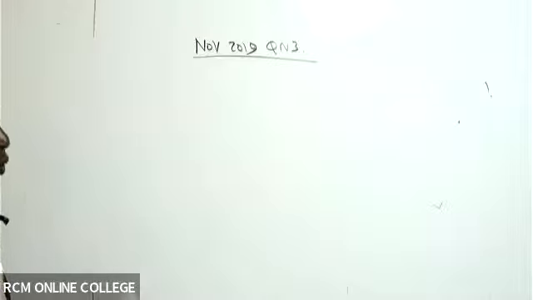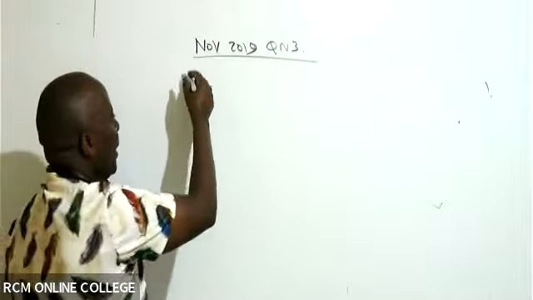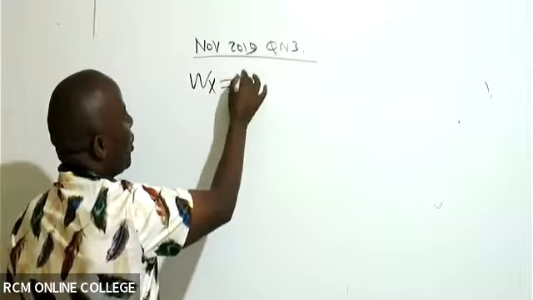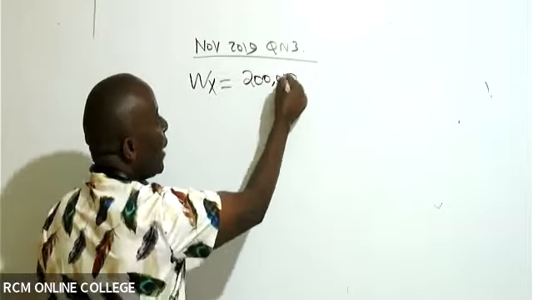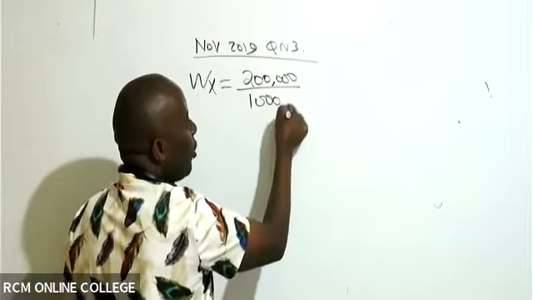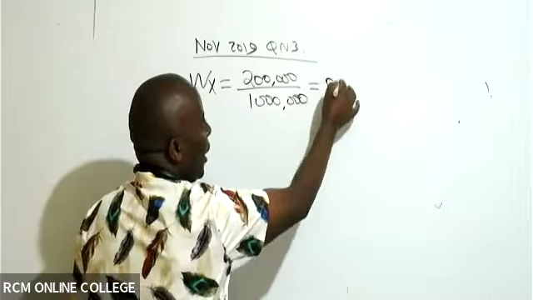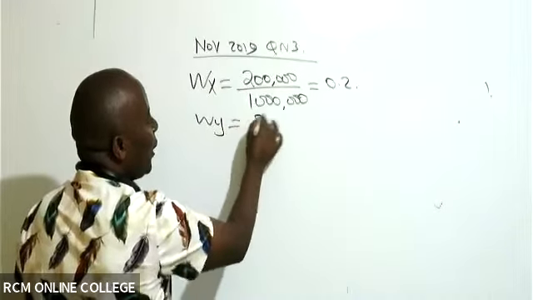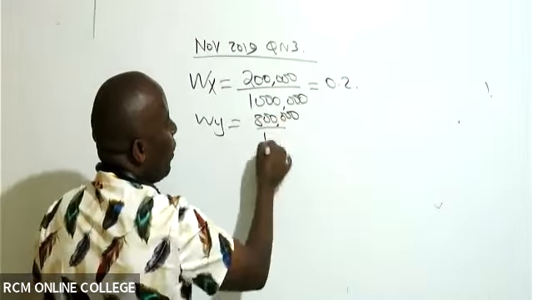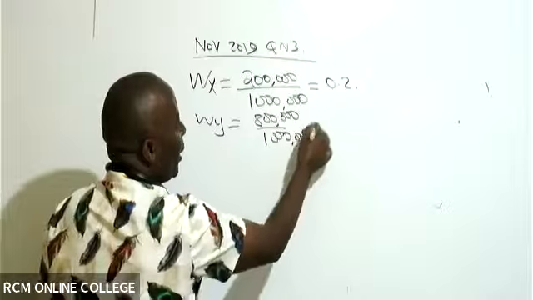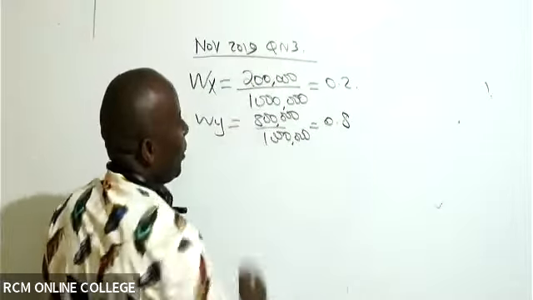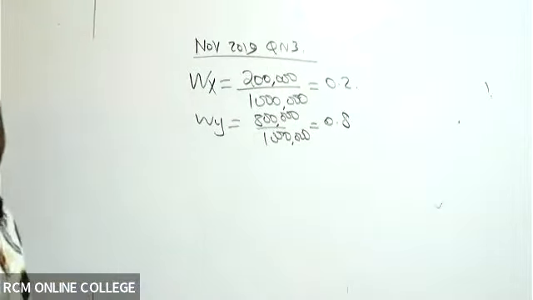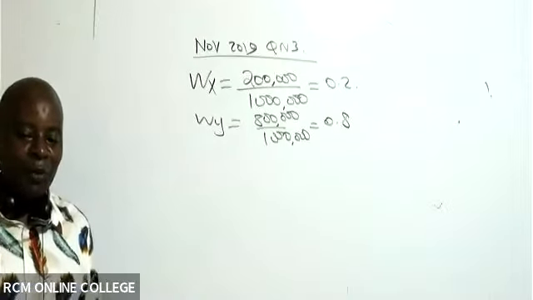So how do we get these weights? Let's give the weight of X. Out of $1 million, he has taken 200,000 to X. That's a weight of 0.2. He has taken, in this case, 800,000 to Y out of $1 million. This gives me 0.8. So up to there, ladies and gentlemen, are you able to follow?